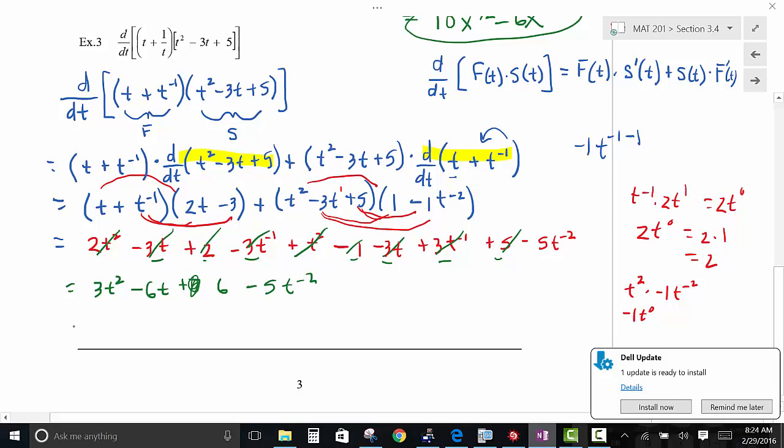It doesn't matter what order you write this in, so I'm just going to write this as 3t to the second minus 6t plus 6. And then how do you write the last term? 5 over t squared, right? You make that a positive exponent, so you say 5 over t to the second, and that would be your derivative. That's the easy way to do it.